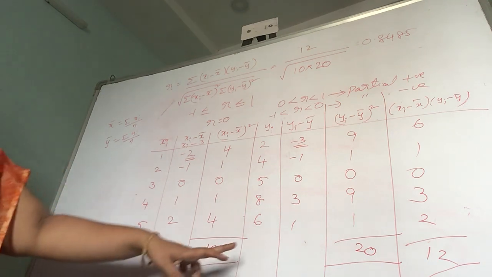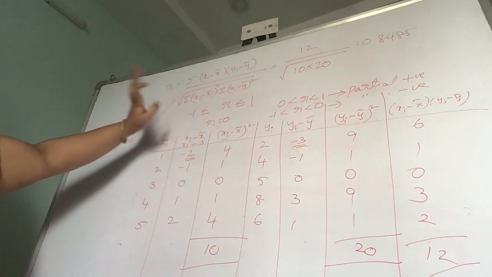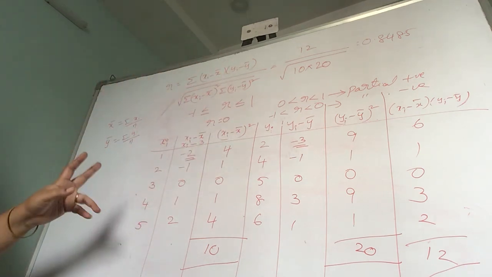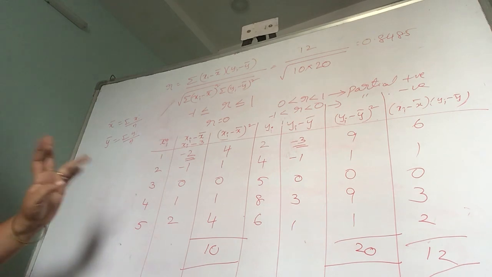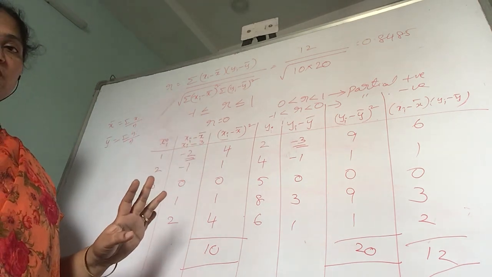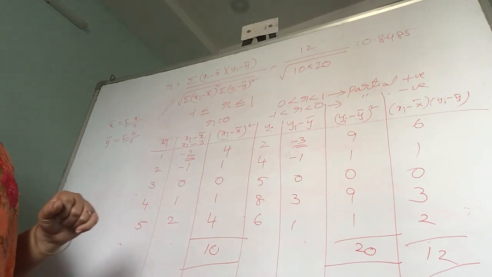Okay, we substitute all these values in the coefficient of correlation formula, and we get the value of r. This r value always lies between -1 and +1. If r is equal to 0, then there is no relation between the variables. Okay, this is about the coefficient of correlation.